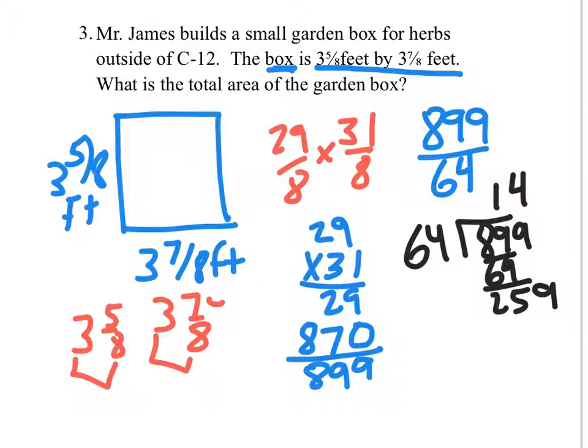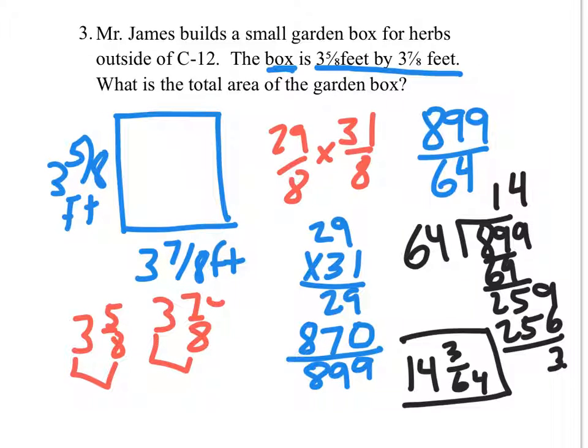Times 4, 4 times 60 is 240, 4 times 4 is 16, 240 plus 16 is 256. So we have 3 left, so we have 3 out of 64. So our answer should be 14 and 3/64. Now does this answer make sense?